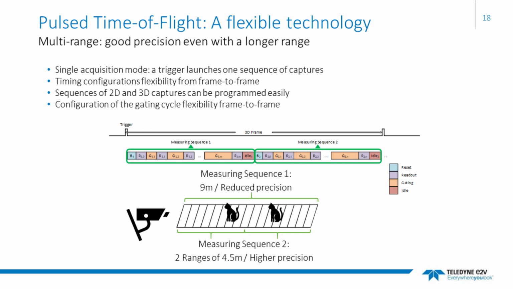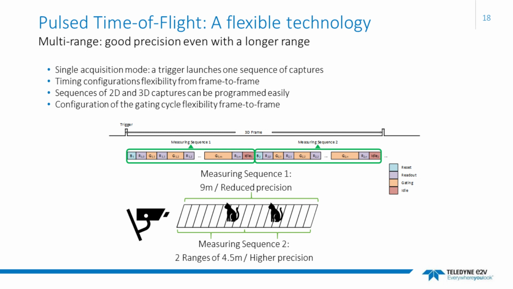Pulse time of flight is a technology that can be very flexible. Obviously, it also depends a lot on the sensor, but at least the technology allows a nice flexibility that Teledyne decided to also implement in its time of flight CMOS sensor. One nice feature is the possibility to change the configuration from frame to frame without restarting the sensor.